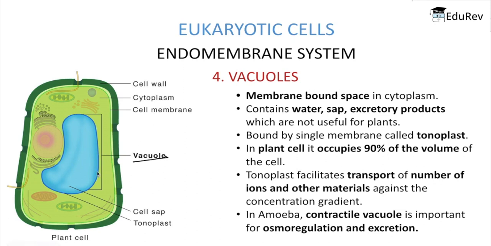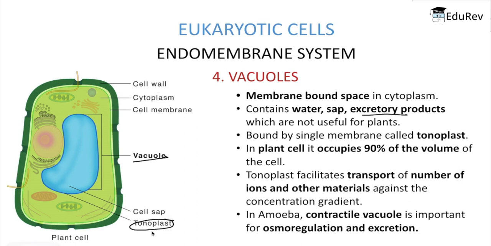So here the blue colored big large structure inside the plant cell you see is the vacuole. Now, vacuoles contain water, sap or excretory products which are not useful for plants. The reason vacuoles are present inside the plant cell is because they contain excretory products. As we know that plants do not have any specific excretory system, that is why the vacuoles are present inside the plant cell. Now these vacuoles are bounded by a single membrane which is called tonoplast.